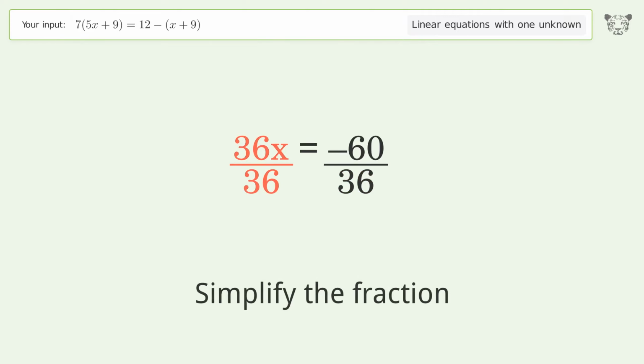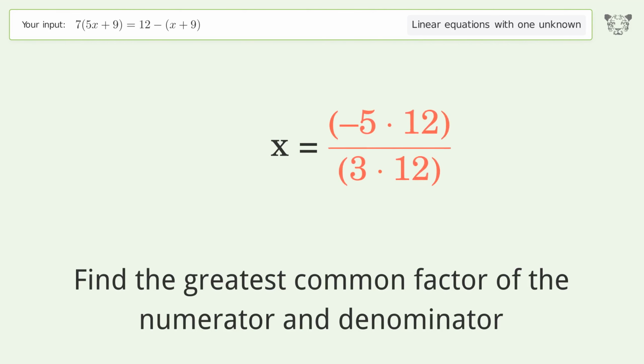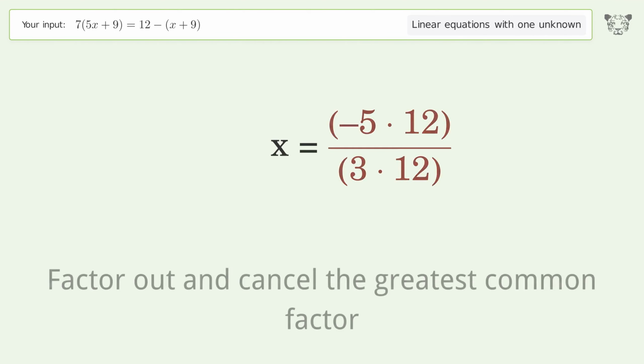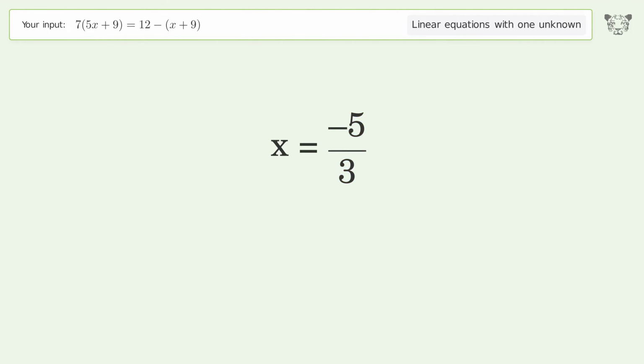Simplify the fraction. Find the greatest common factor of the numerator and denominator. Factor out and cancel the greatest common factor. And so the final result is x equals -5/3.